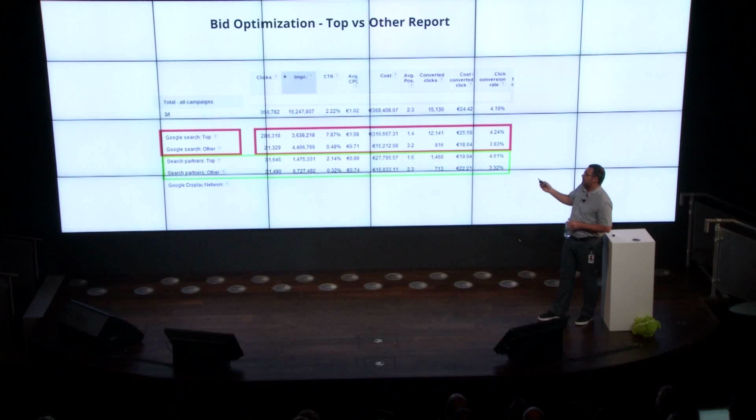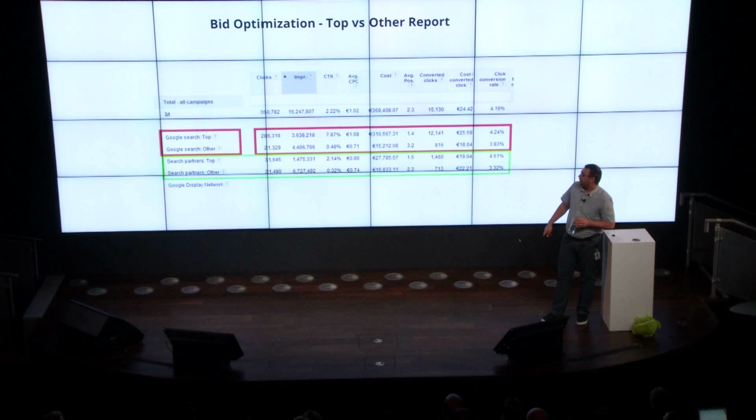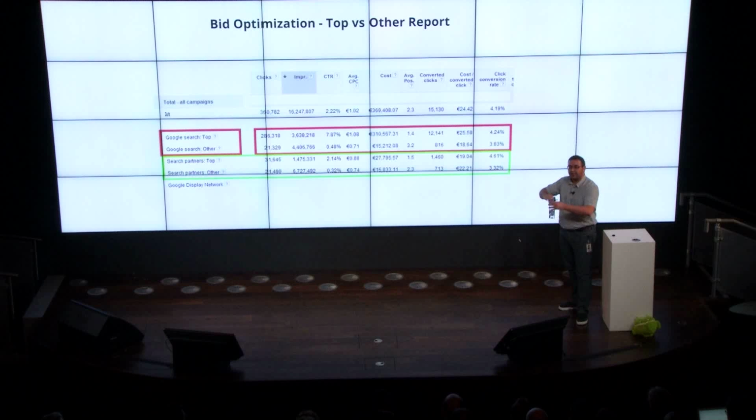Look at the other search partners one. This is the example I usually see in the accounts. We have less CPA at the top and higher CPA at the other. And look at the volume of converted clicks. At the top, for the above example, for Google Search, they got 12,000 conversions, and at the other, 816. If you're running a business that's transaction-based, it's really important to have this volume coming so that you will maintain your business, you'll maintain your cash flow, and grow your account.